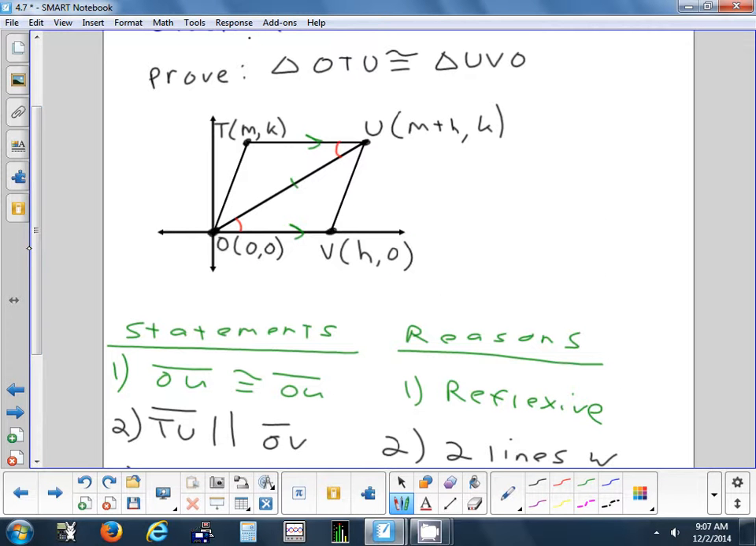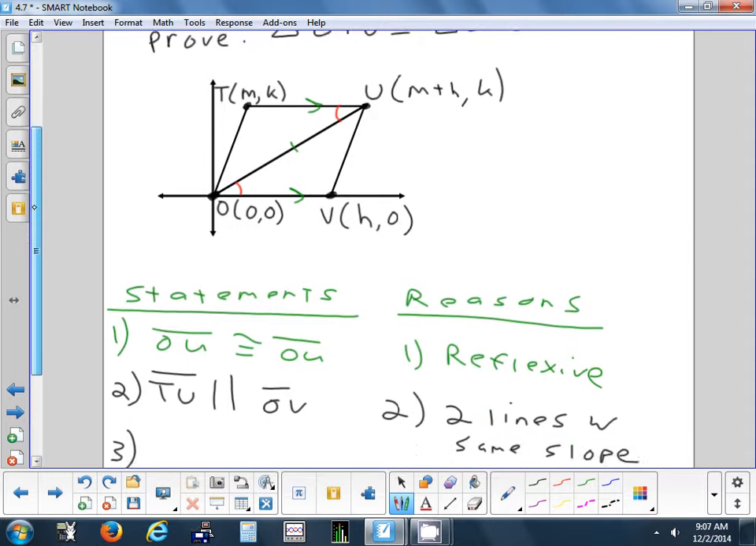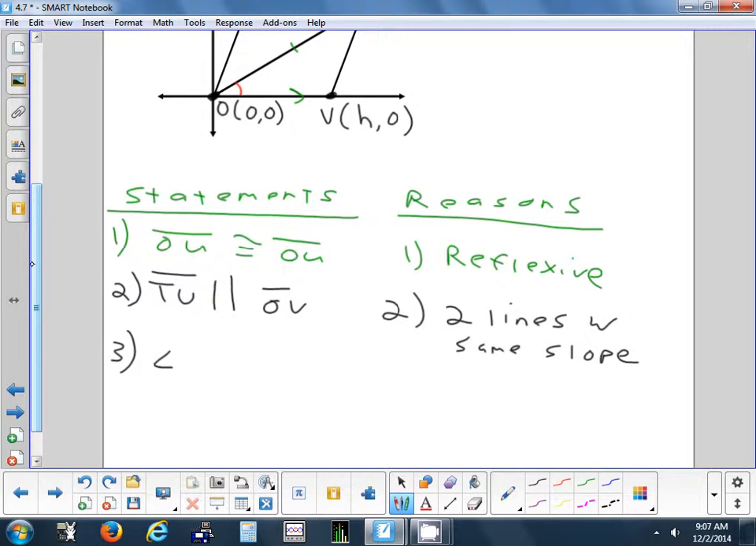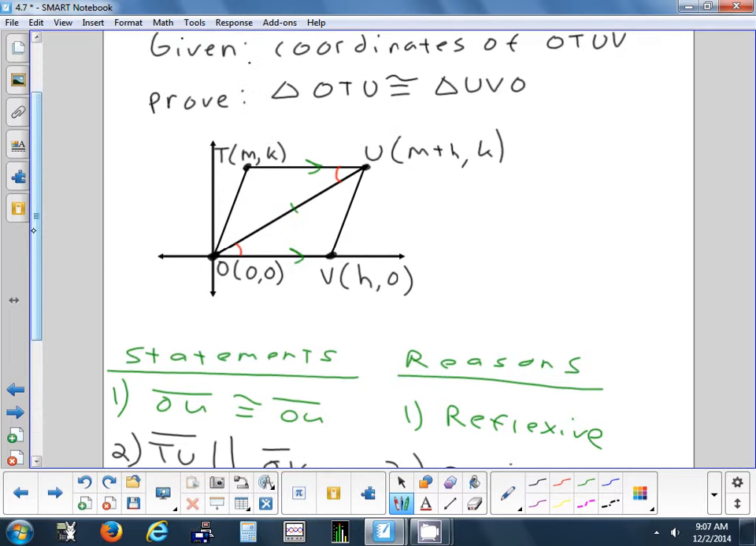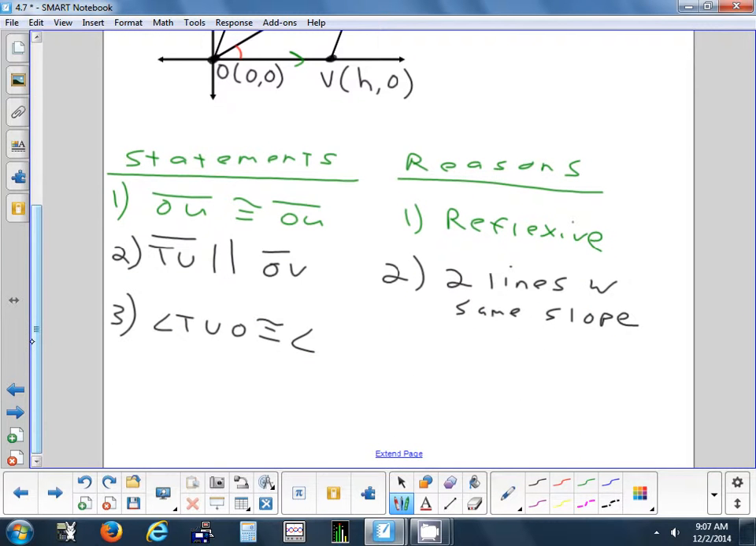Step 3 is what Connor just said. Angle TUO is congruent to, which one did you say, Connor? UOV. Okay, that's fine. The reason is the alternate interior angles theorem. Not the converse, just the theorem.